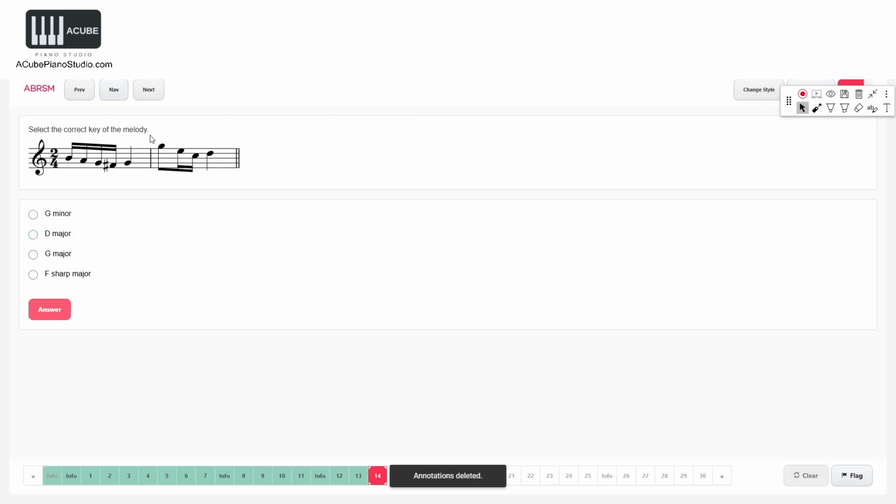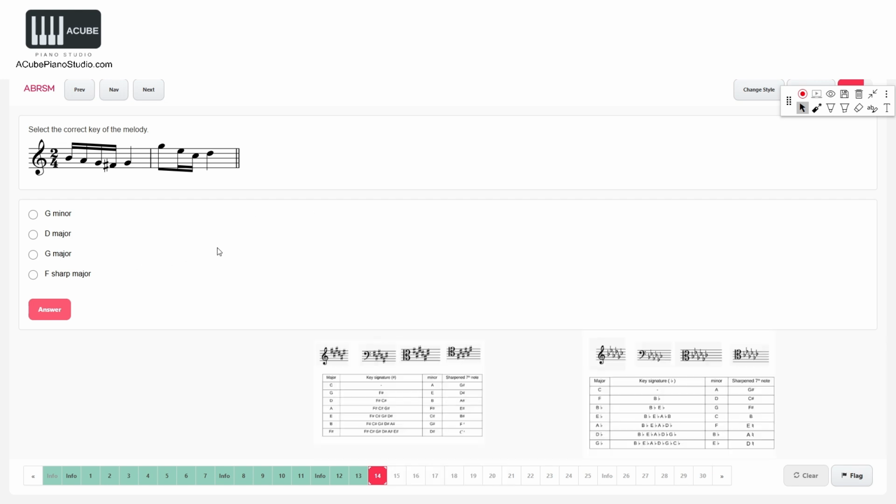Question, select the correct key of the melody. So you should have your key signature chart written already. So if you look at this one only has F sharp, right? Okay, nothing else. So the key signature with only F sharp is G major, so it is G.